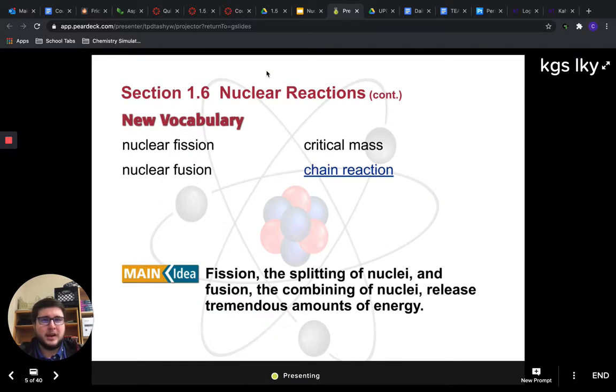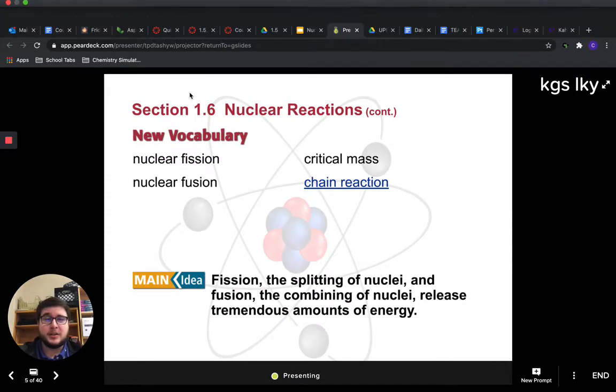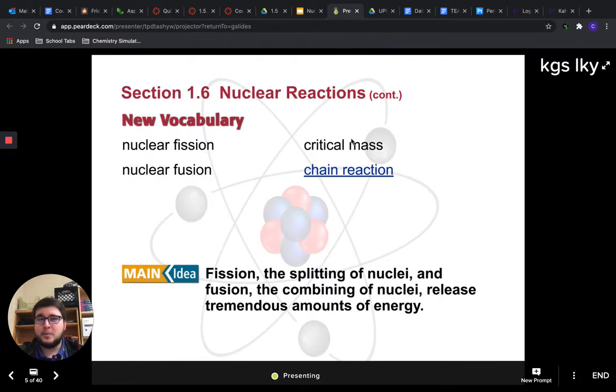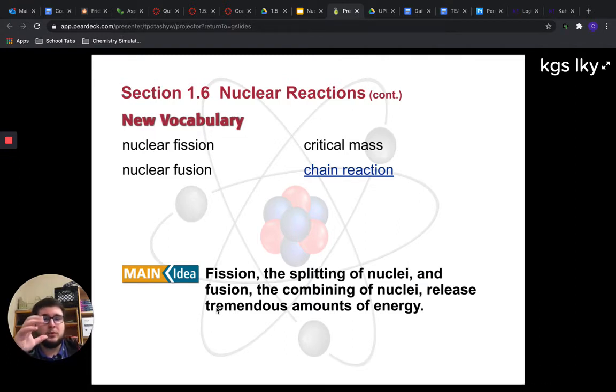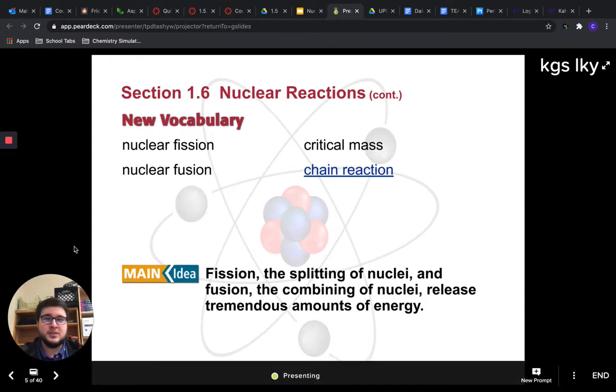All right, our new vocab for this section, we've got nuclear fission, fusion, and then critical mass, and then finally chain reaction. And here's our main idea. So fission is the splitting of nuclei. So you take one big nucleus and split it into two smaller nuclei.